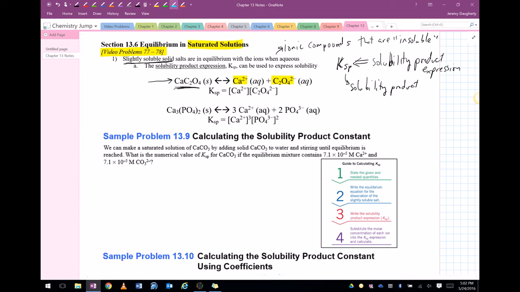And since it's in equilibrium, I can write an equilibrium expression. So here is that equilibrium expression. Notice that calcium oxalate, the solid itself, does not go in the expression. That's because it's a solid. We only put aqueous and gaseous reactants and products in the expression. Now, remember what the square brackets mean. In this case, it means molarity.